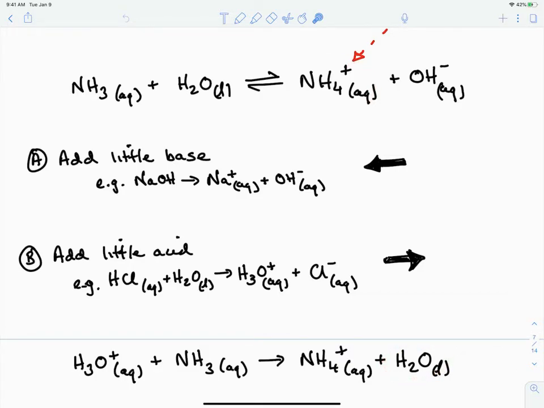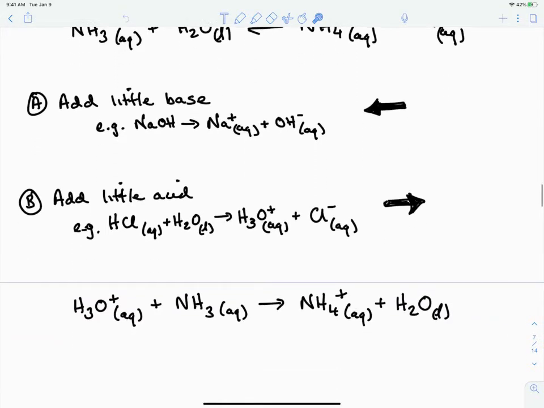And it's great because the solution is all in water. So if you add a small amount of acid, this reaction is going to shift to the right. And if you add a small amount, it's able to absorb or react to this without much of a change in pH. And so where do we see this?